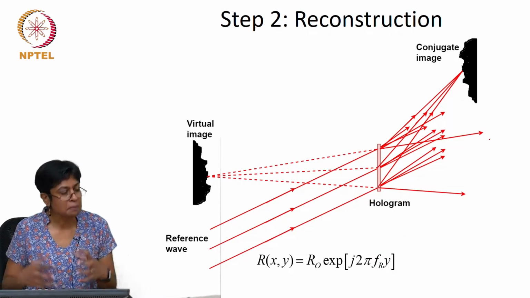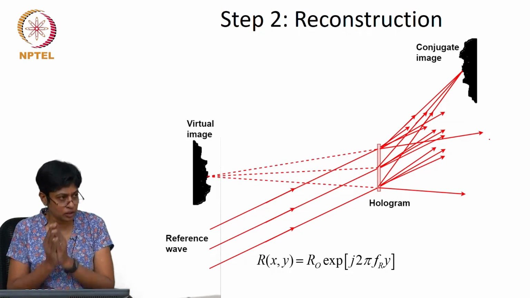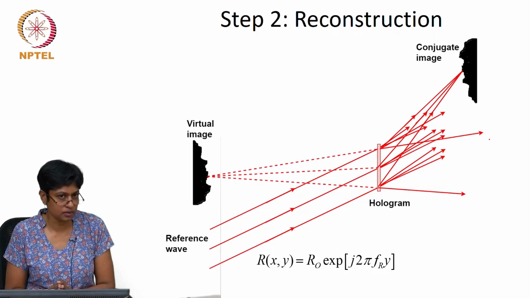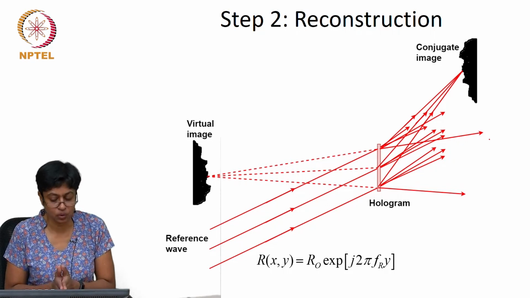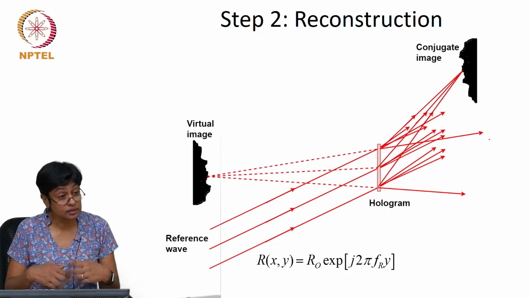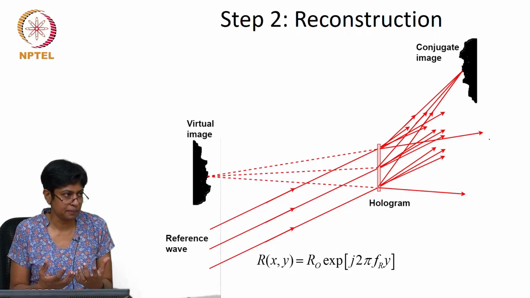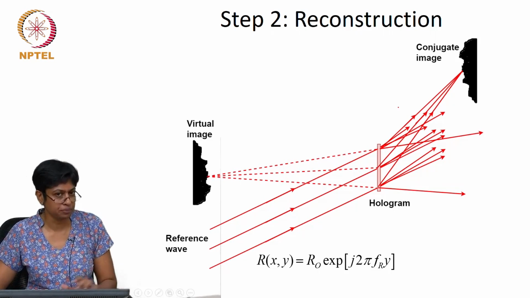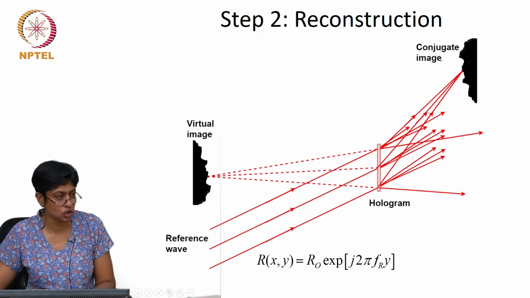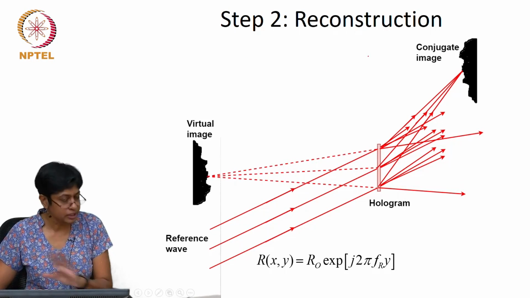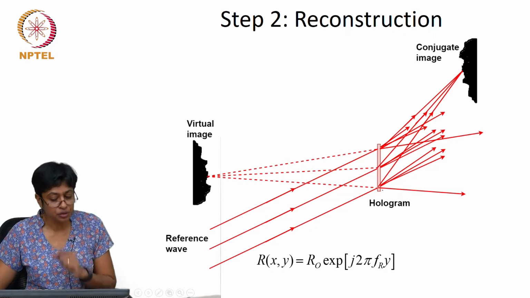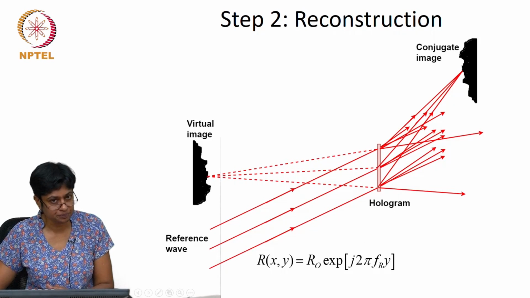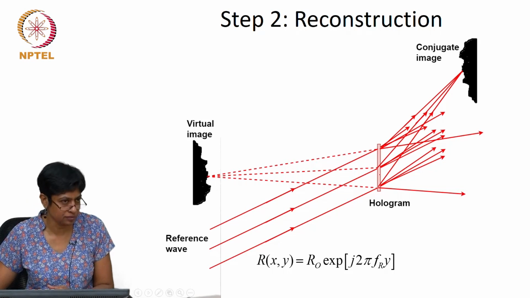Now, if somehow this interference pattern is stored on the hologram, the way the reconstruction happens is that you remove all the rest of the optics. So all this optics that was here is gone. The object is also gone. What you do is you have the hologram and you illuminate it with the same reference wave.